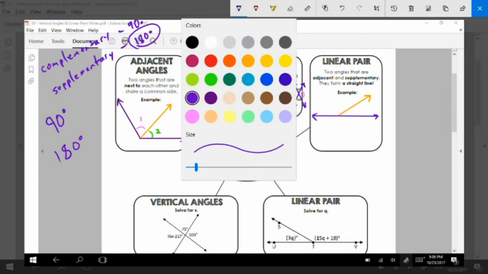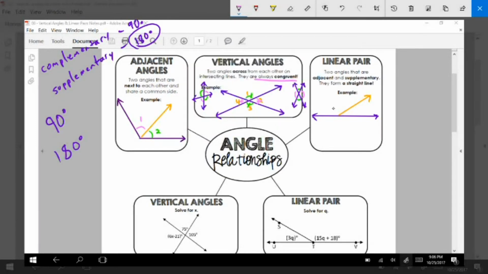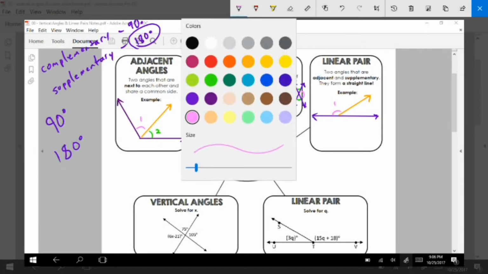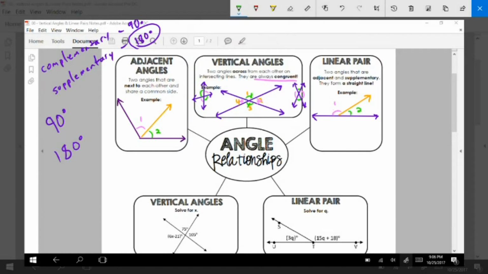Alright, so if you see here, we've got angle 1 and angle 2. 1 and 2 are adjacent because they're right next to each other and they share a common side, the orange line, and they are supplementary. They form a straight line.